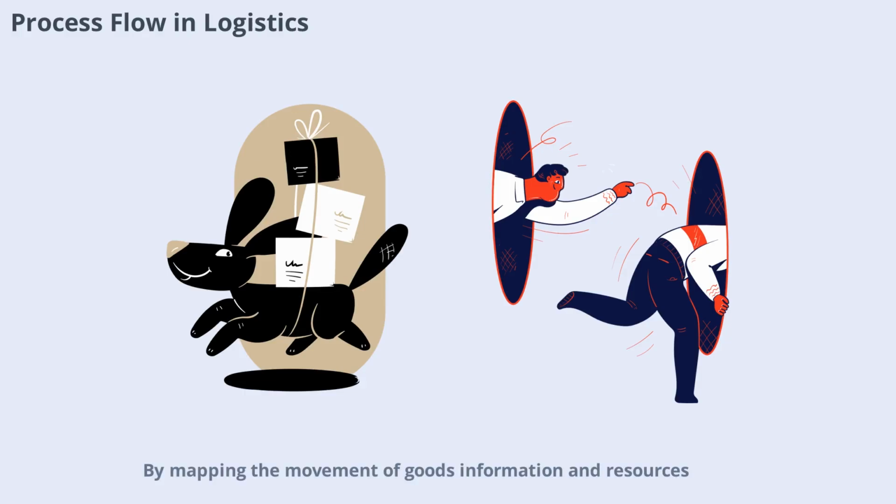By mapping the movement of goods, information, and resources, organizations can optimize routes, reduce lead times, and minimize costs. Effective process flow analysis ensures that products reach customers quickly and reliably, supporting overall business success.